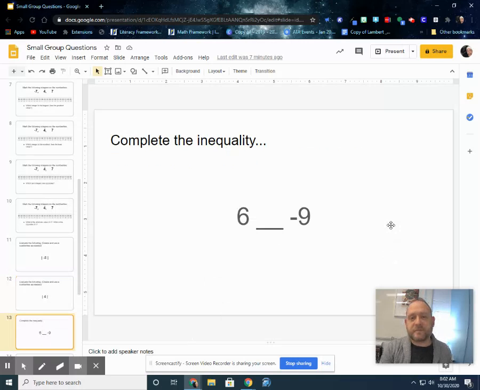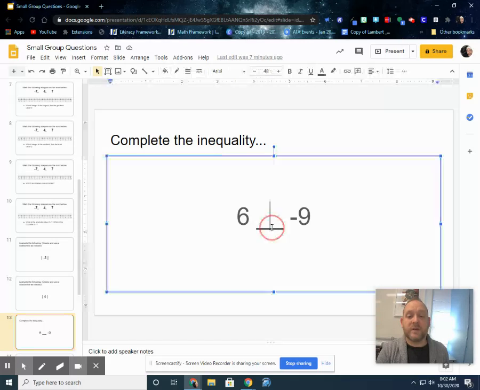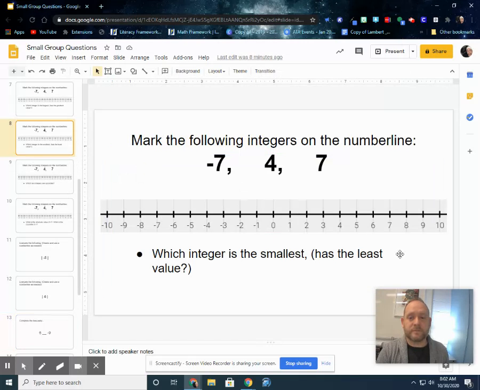All right, almost done here. Complete the inequality. So I have 6 and negative 9. I need to know if 6 is greater than, less than, or equal to negative 9. Now if we look at our number line, 6 is going to be over here on the right-hand side. Negative 9 is all the way over here on the far left. And remember, everything to the right is larger than everything to the left.